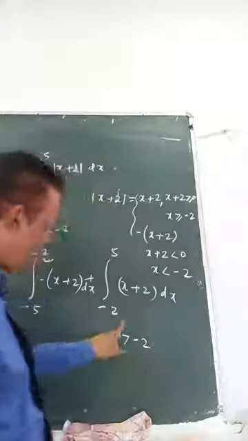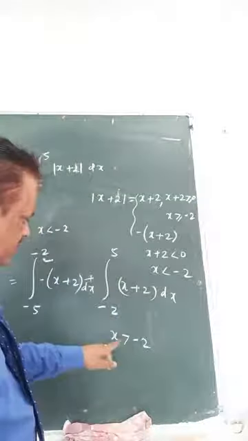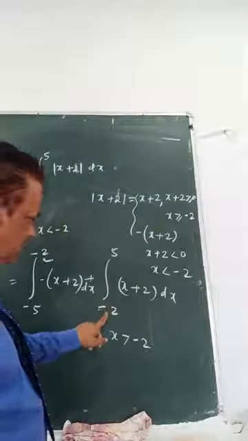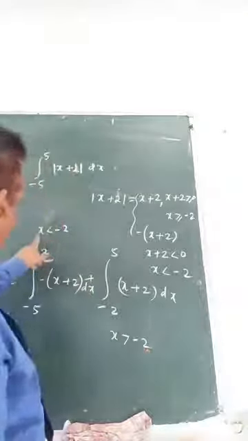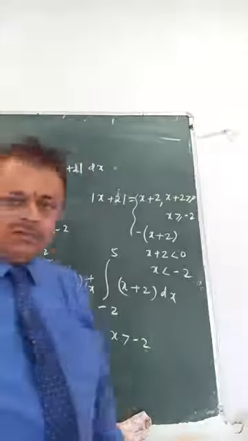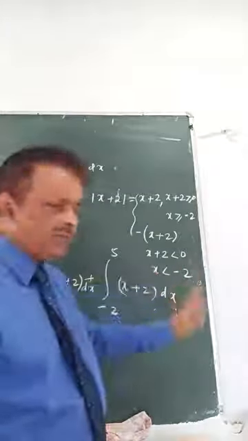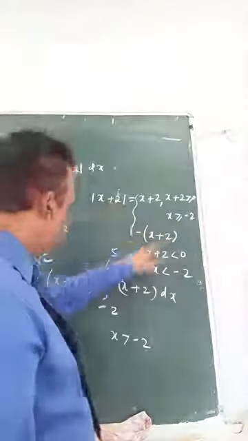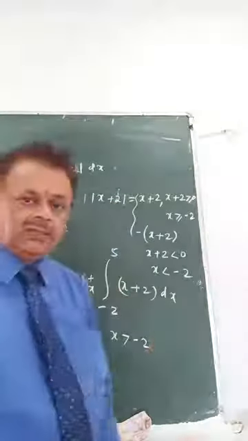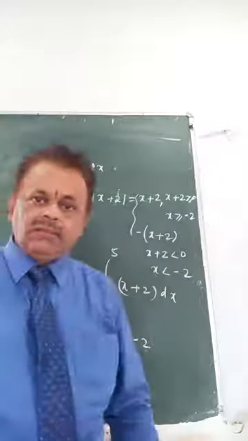This, so no need to write. This I am just writing to keep in mind. The lower limit is the greater value, the upper limit is the lower value. Lower value means when I say up to minus 2, it is less than minus 2. When it is less than minus 2, modulus becomes the minus value here and the plus value there. Now it is expanded, you can evaluate.